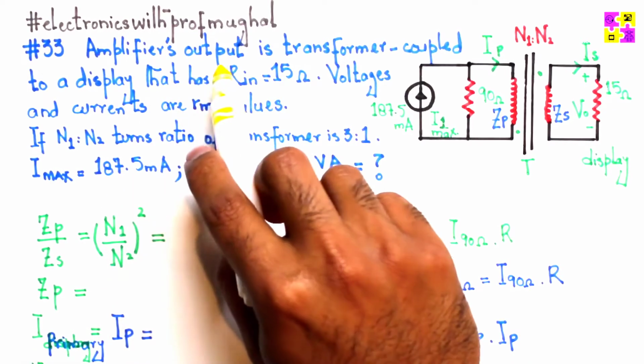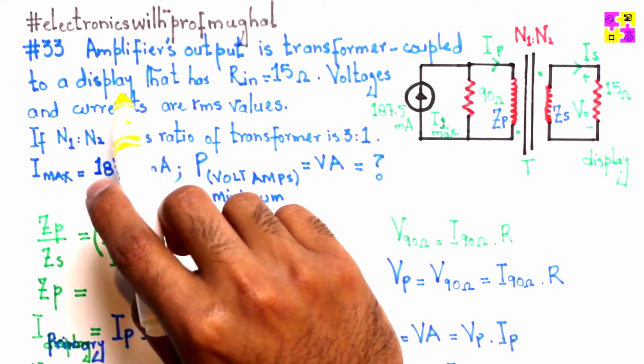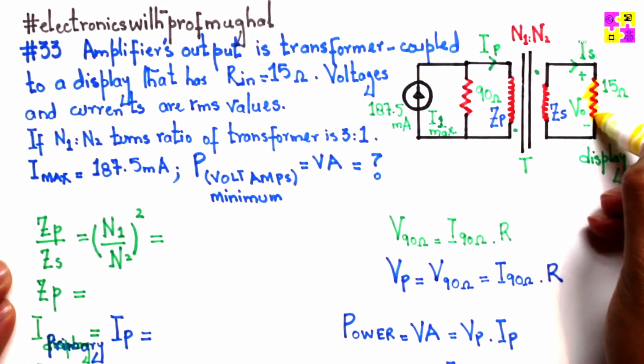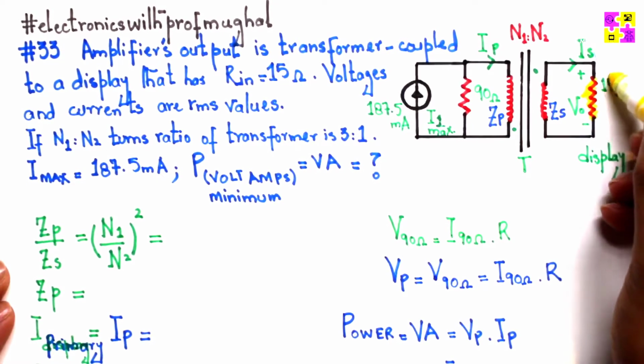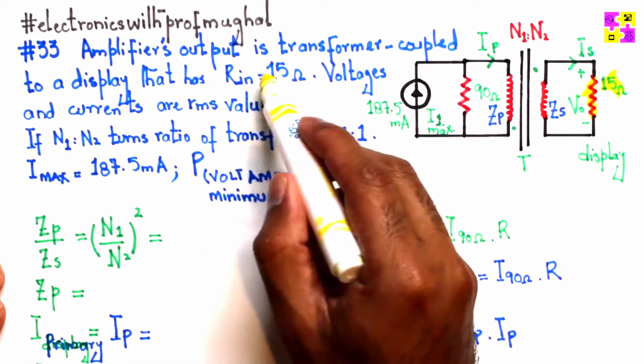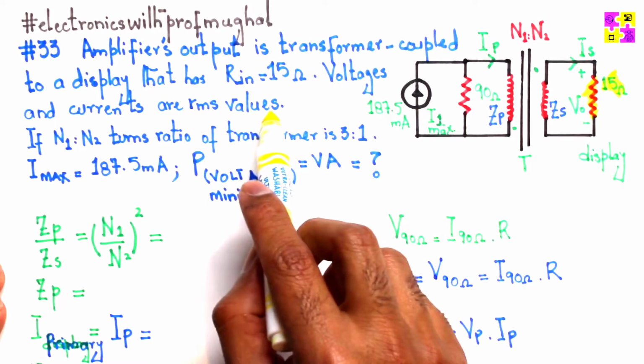The amplifier's output is transformer coupled to a display, which is right here and is acting as a load with an internal resistance of 15 ohm. Voltages and currents are RMS values.